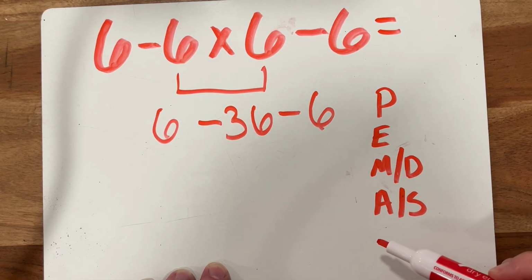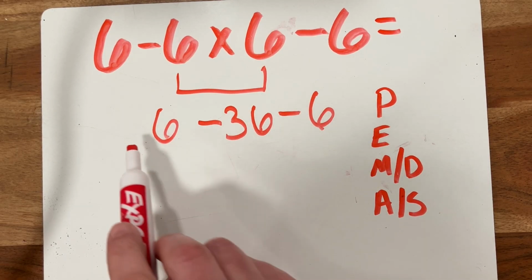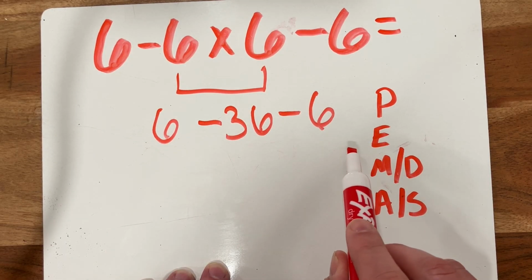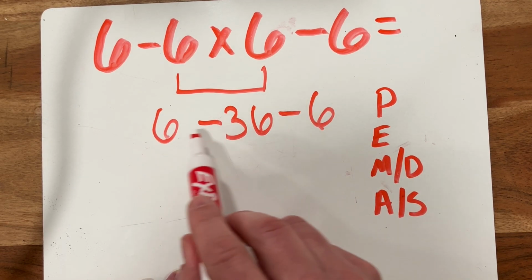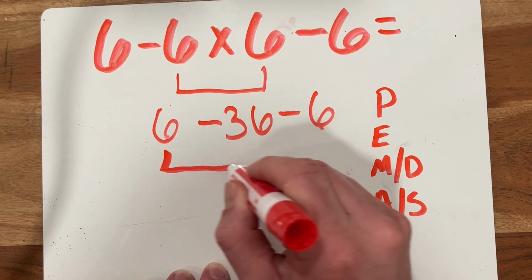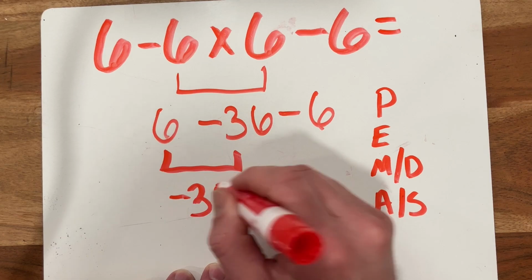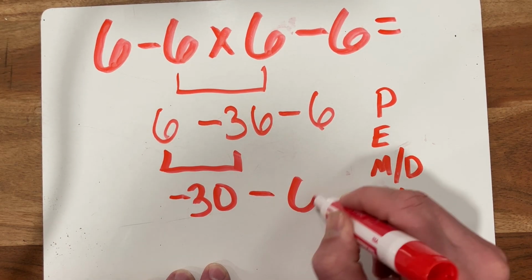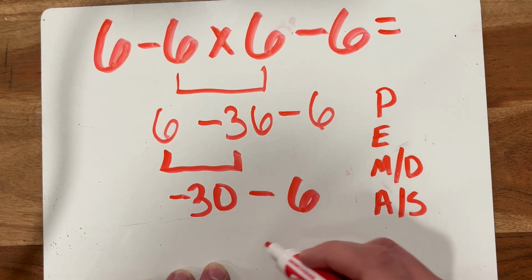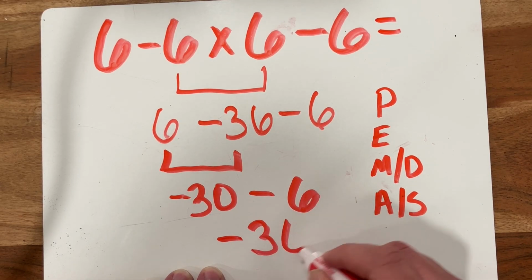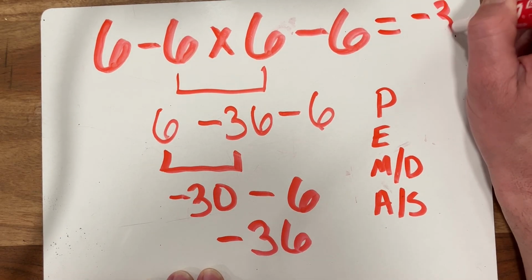Now in the order of operations, we only have subtraction left, but we have to know that we start here on the left side and move to the right side. So if we would do this first, we could get the problem wrong. So we want to start here with this subtraction, 6 minus 36, which is going to give us negative 30. We'll bring down the rest of that problem. And we'll finish with negative 30 minus 6, which is going to give us negative 36. The answer to our equation today, negative 36.